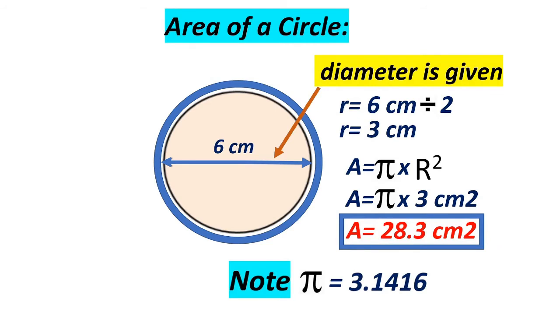Our next example, diameter is given. Radius equals 6 centimeters divided by 2. Radius equals 3 centimeters. By using the formula, A equals πr squared. Area equals π times 3 centimeters squared. Area equals 28.3 square centimeters.